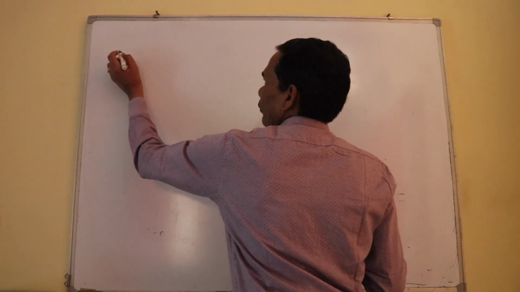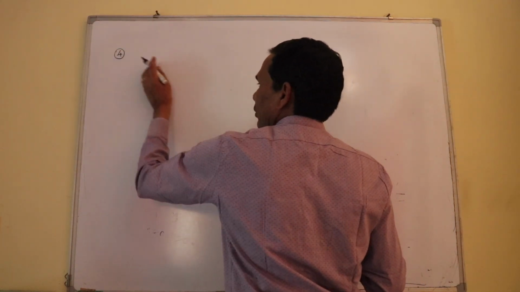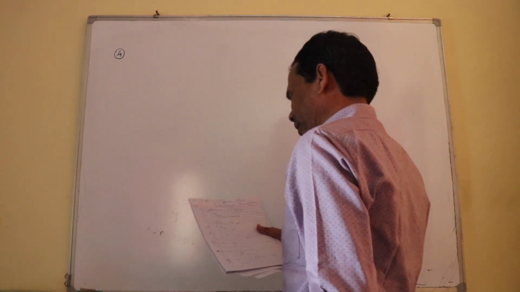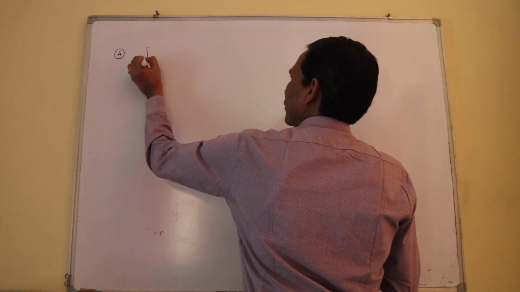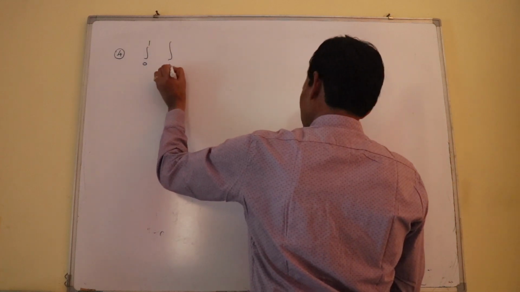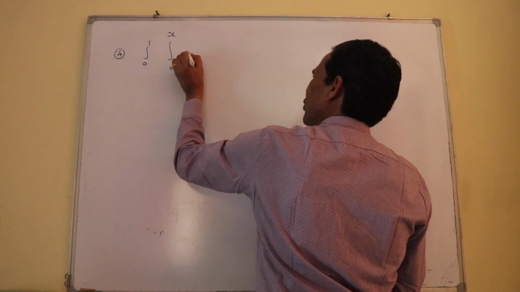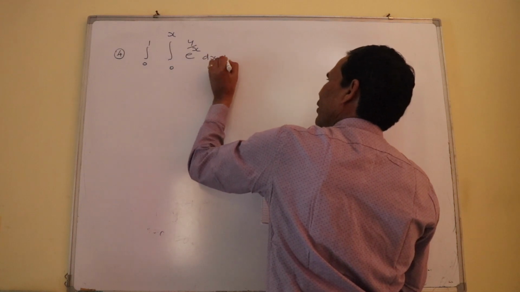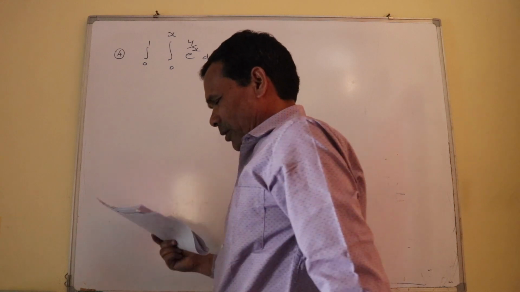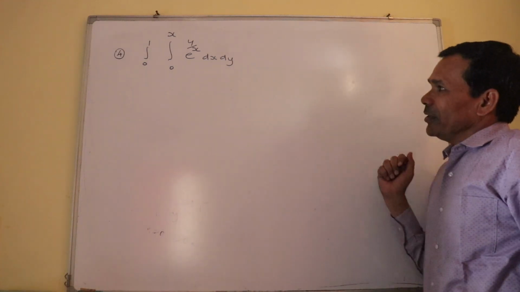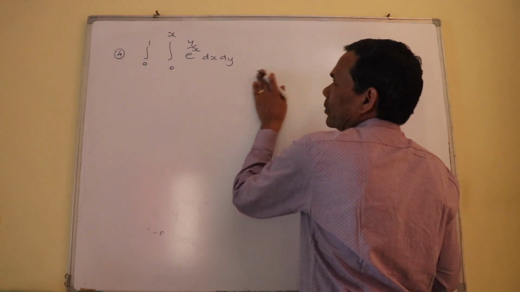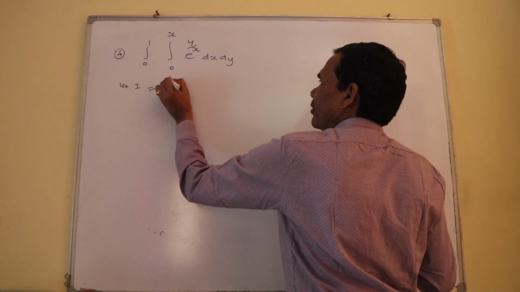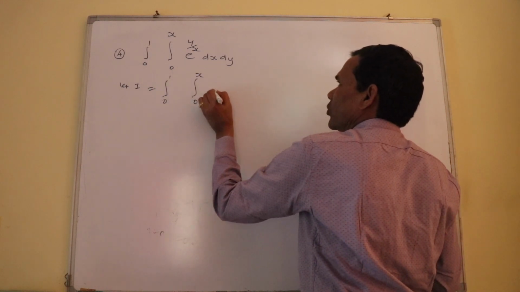Next example, the fourth one. Evaluate the integral from 0 to 1, integral 0 to x, e raised to y by x, dx dy. So you have to evaluate this. Let I be equal to the integral 0 to 1, 0 to x, e raised to y by x, dx dy.